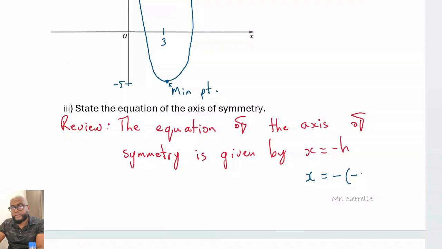H was negative 3. So it's the negative of negative 3, which means x will be equal to a negative and a negative is a positive 3. Right? This is the equation of my axis of symmetry.